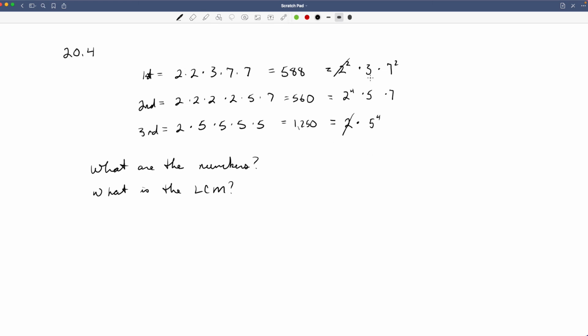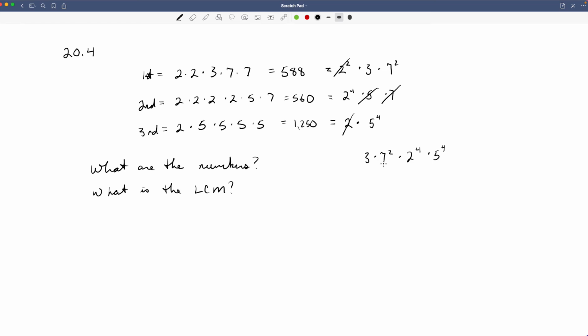There's only one 3, so we leave it. We have a 5 and a 5 to the 4th. 5 to the 4th is bigger, so we cross out that 5. And of the 7's, we have a 7 to the 2 and a 7 to the 1. We cross out the 7 to the 1. So now we know what factors to multiply. 3 times 7 squared times 2 to the 4th times 5 to the 4th.